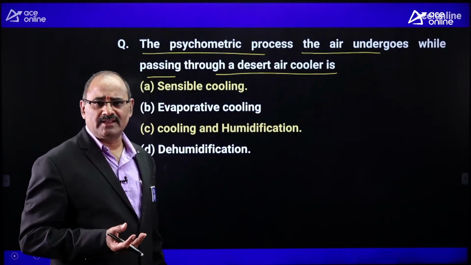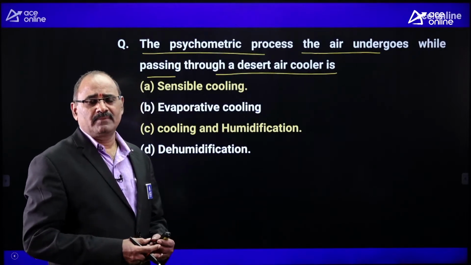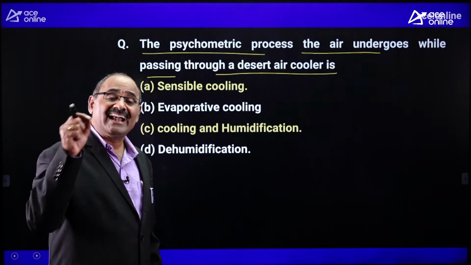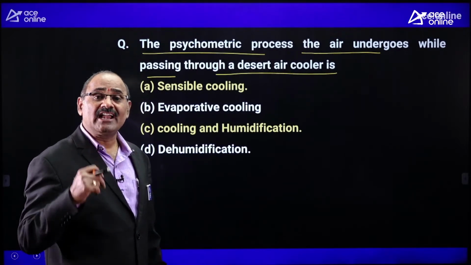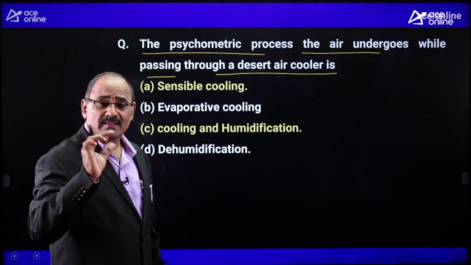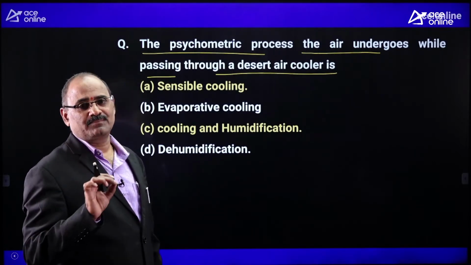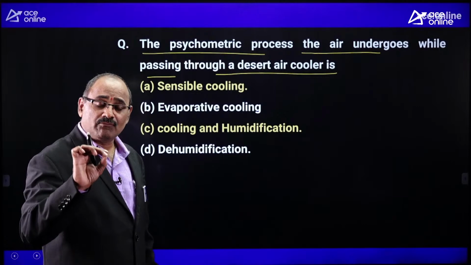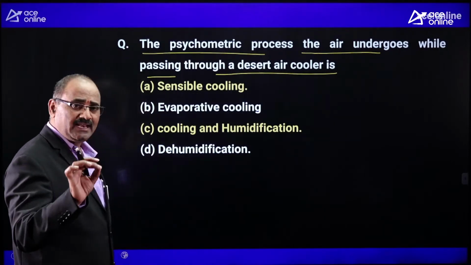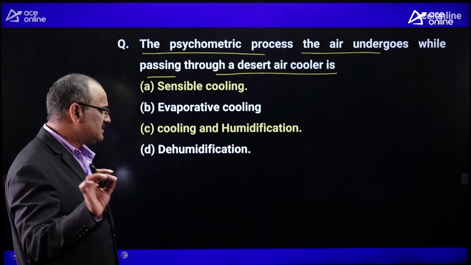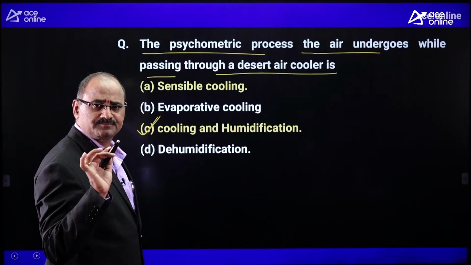You know the function of the desert cooler. By the time the air is flowing through the desert cooler, air is cooling and humidifying. That means cooling and humidification is the combination process with the desert cooler. The combination of cooling and humidification takes place by the time the air is flowing in the desert cooler. Therefore, option C can be selected.